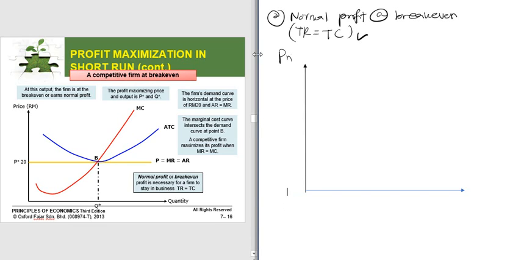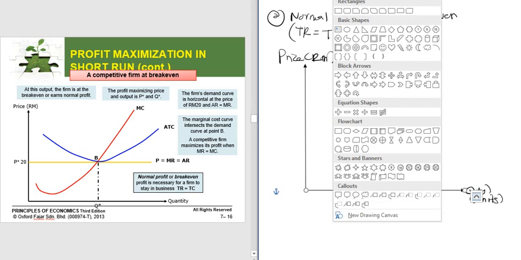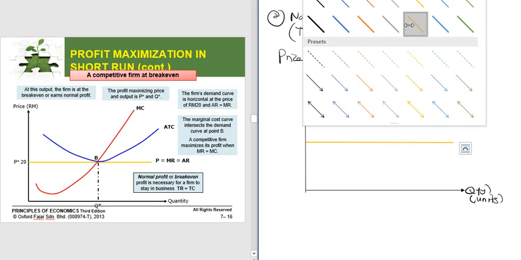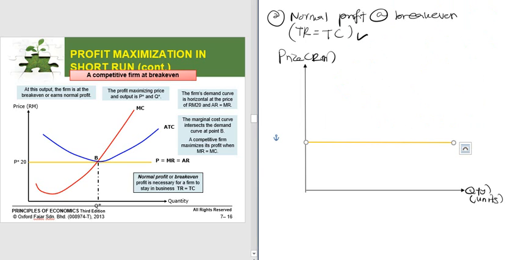Okay, now you have the price on the y-axis and the quantity as usual in units. And then you draw the average revenue and marginal revenue curve, which is the same. You have the horizontal curve. So you label this as MR equals to AR equals to price, which is RM20.